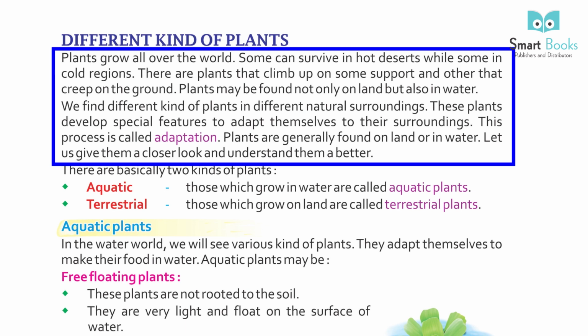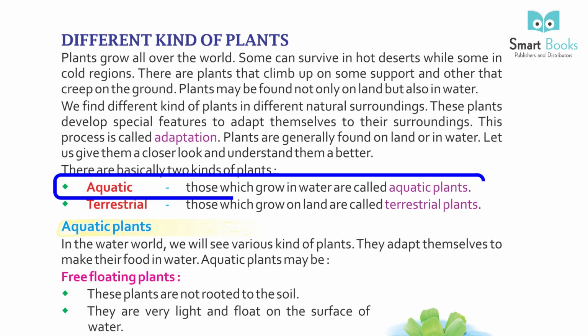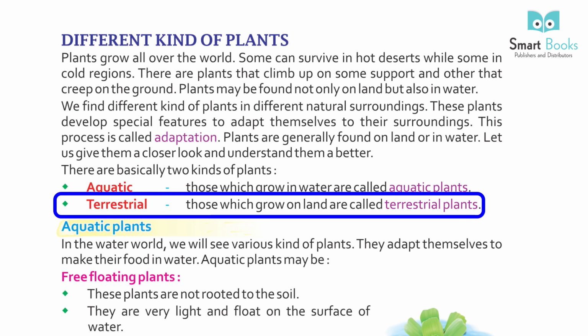Plants are generally found on land or in water. Let us give them a closer look and understand them better. There are basically two kinds of plants. Aquatic: those which grow in water are called aquatic plants. Terrestrial: those which grow on land are called terrestrial plants.